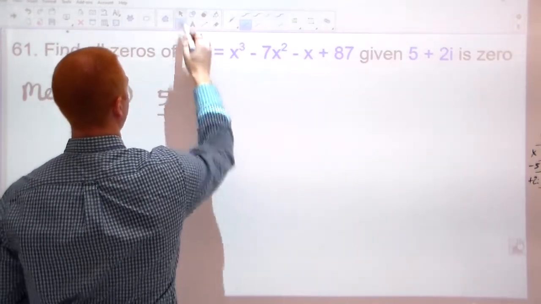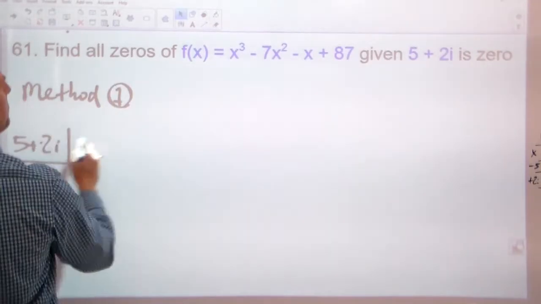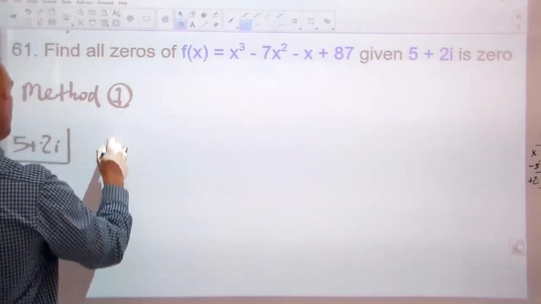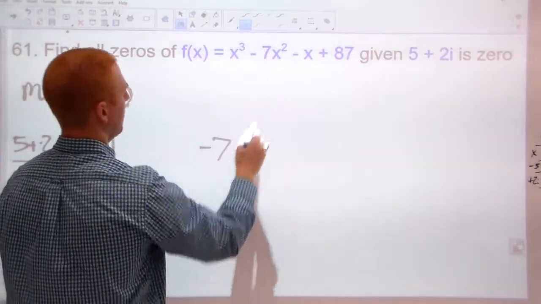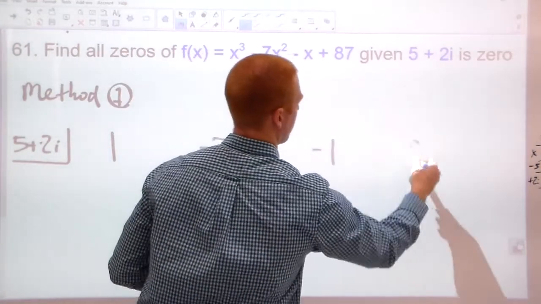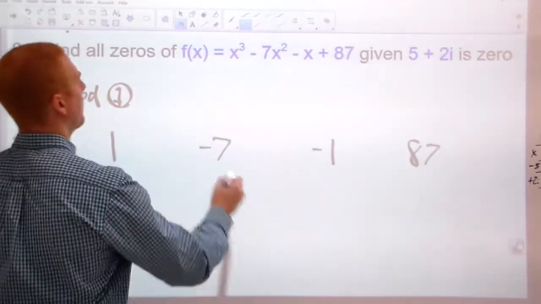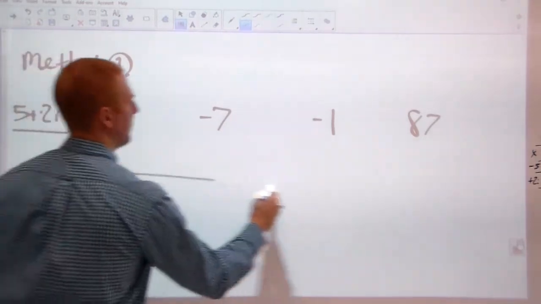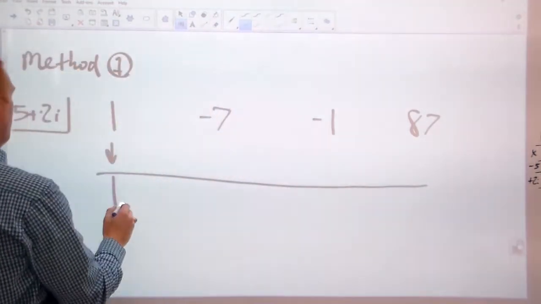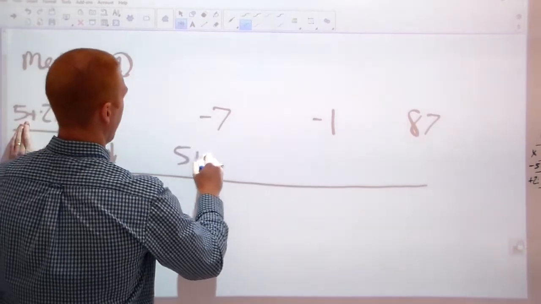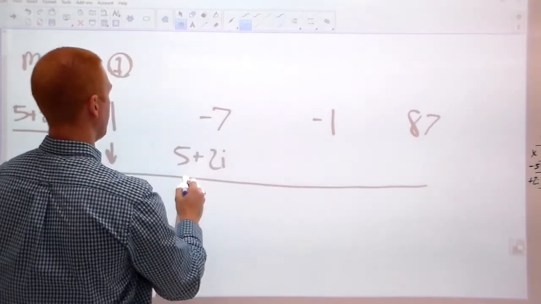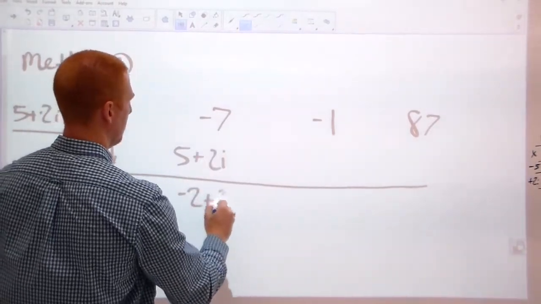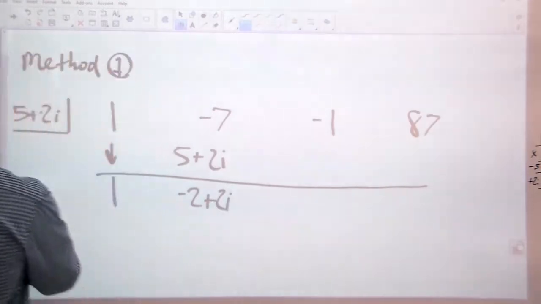And I'm going to slide that down because I'm going to need a little more room. Leave yourself plenty of room between these coefficients up here, because you're going to need it. And you're probably going to need some scratch paper either way you go here. So 1 comes down, 5 plus 2i is next, -7 plus 5 is -2, and now the fun begins.